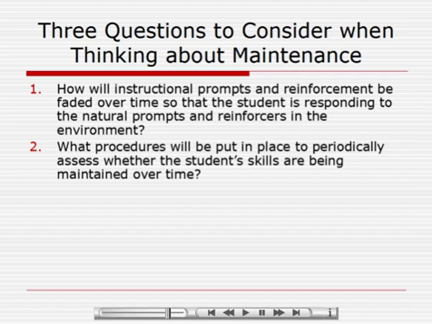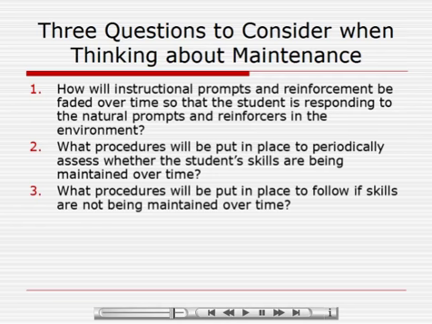There are 3 questions to consider when you think about maintenance. The first one is, how will instructional prompts and reinforcement be faded over time so that the student is responding to the natural prompts and reinforcers in the environment? The second question is, what procedures will be put in place to periodically assess whether the student's skills are being maintained over time? You need to think about how often will a student be assessed after instruction has been discontinued. How will the student be assessed, and how will data be collected?